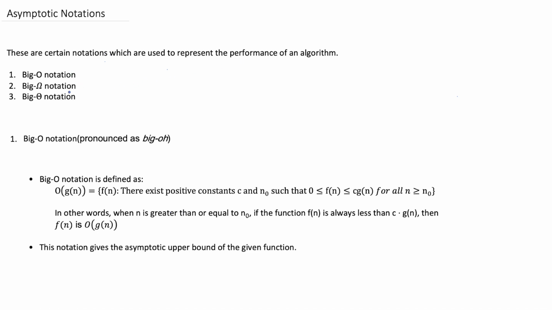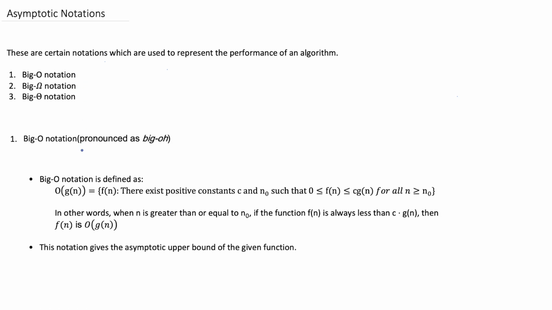So these are the three basic asymptotic notations, that is the big O notation, big omega notation and big theta notation. These notations enable us to represent the performance of an algorithm in a standard way, and will also help us to compare two algorithms in terms of memory space and the running time. So we will look at each of these representations one by one.